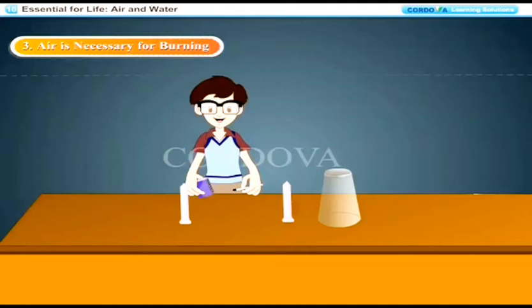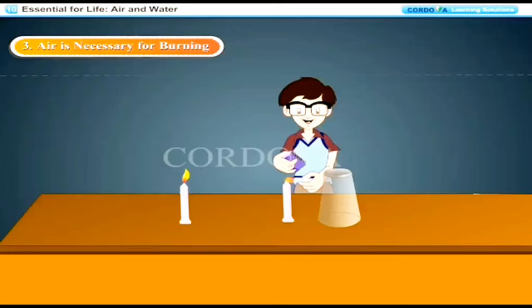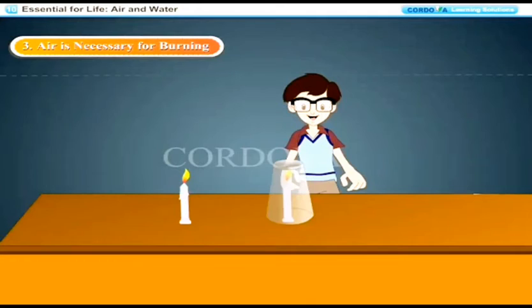Take two candles and fix them on a table. Light both the candles. Now cover one burning candle with an inverted glass. The glass should not touch the flame. After some time, we observe that the candle covered with glass stops burning. The other candle continues burning.